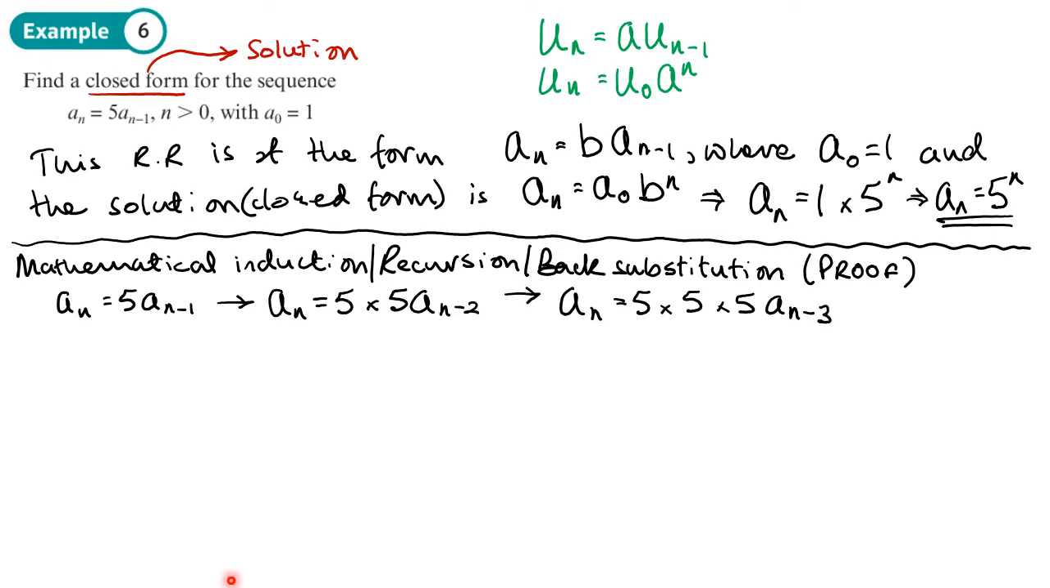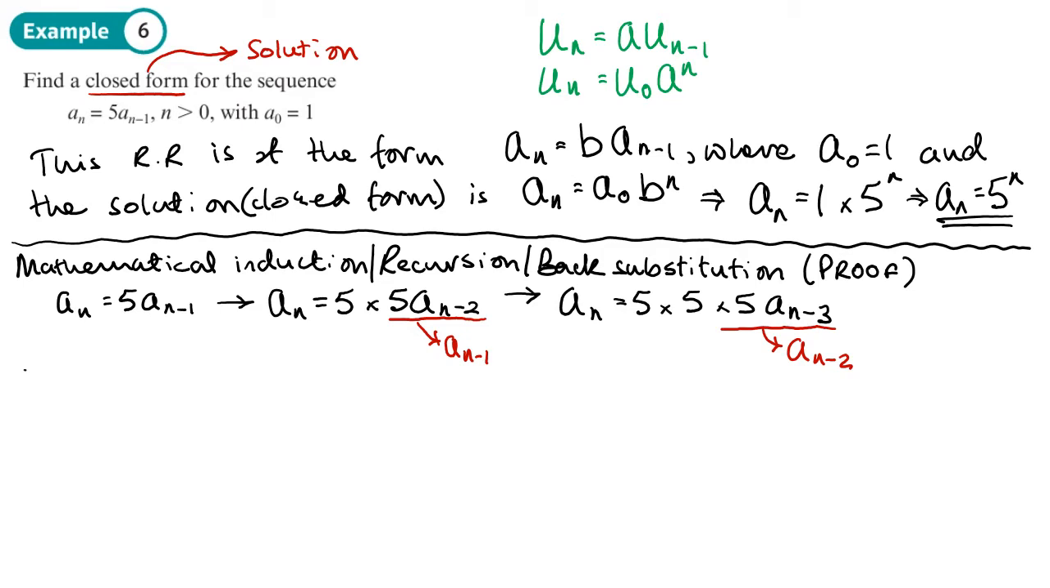So let's see what's going on here. I'm saying 5 times the previous term gives me the next term. Well, how did I get a_(n-1)? Well, that was 5 times the previous term. So this is a_(n-1). Okay, how did I get a_(n-1)? Well, I did 5 times the previous term. So this bit here is a_(n-2). So this is why it's called back substitution.